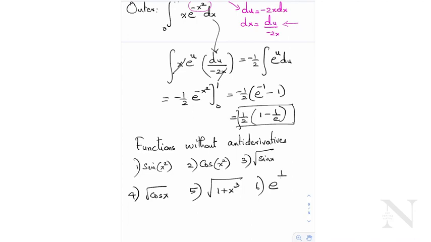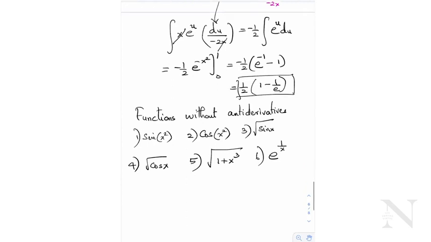e to the power of 1 over x. These are some of the functions with no antiderivatives, and if one of these ever appears in a double integral, the idea is that you should be able to reverse the order and then do it. Sometimes the question will say to do this by reversing the order of integration, but if you see these bad functions, be ready to reverse the order.